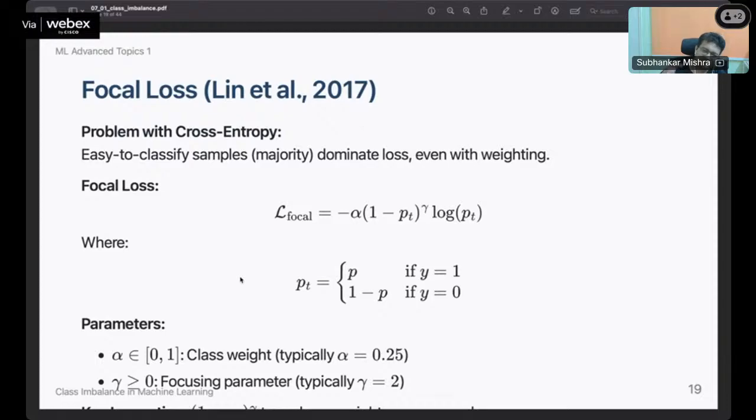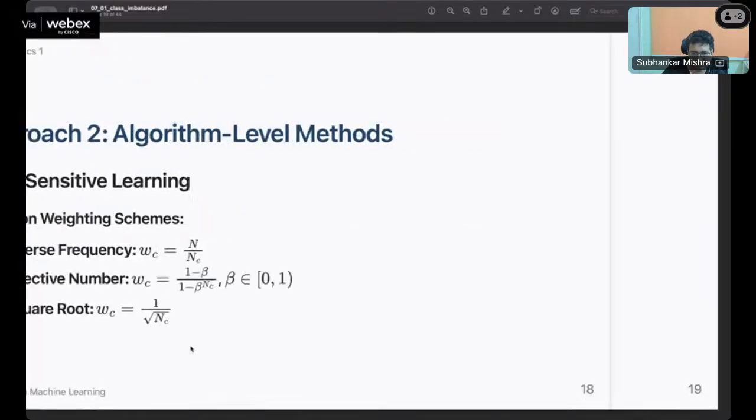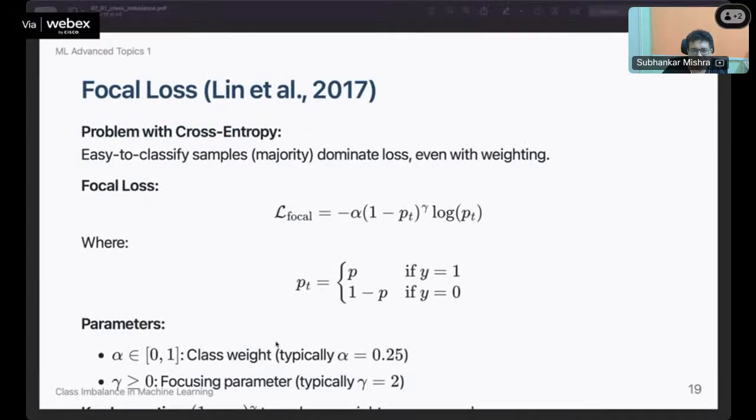I told you there are safe, danger and noise samples. The safe samples will also contribute to your loss where it's not difficult, and your model will basically start wasting time on those, instead of focusing on the really hard boundary samples. So focal loss comes into the picture. It basically says that you downweight the easier samples. Fine.